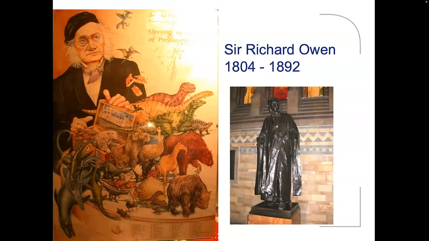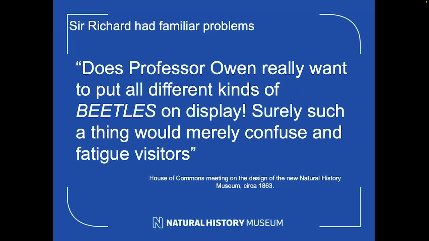It makes me wonder what our predecessors did. This is Sir Richard Owen, who was the founder of the Natural History Museum. He had to fight his acquisition of the museum through Parliament. One politician famously said, "Does Professor Owen really want to put all the different kinds of beetles on display? Surely such a thing would merely confuse and fatigue visitors."